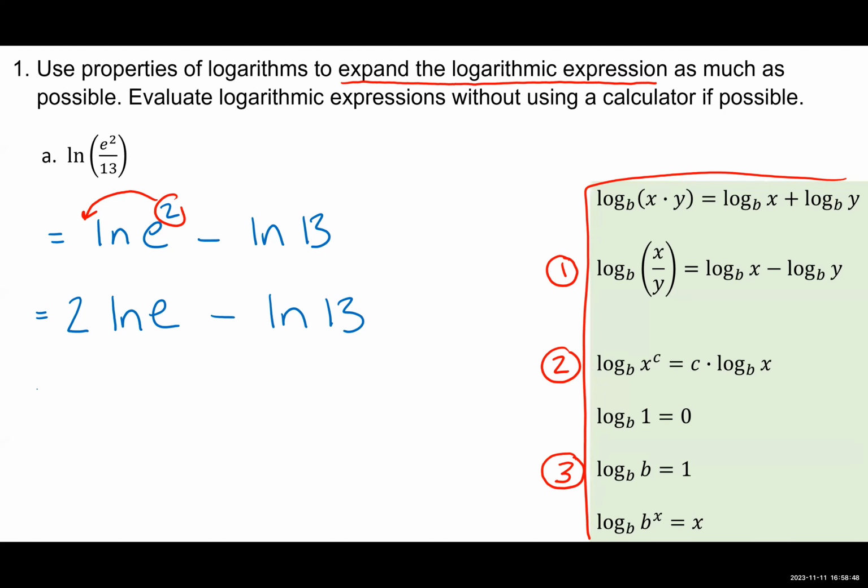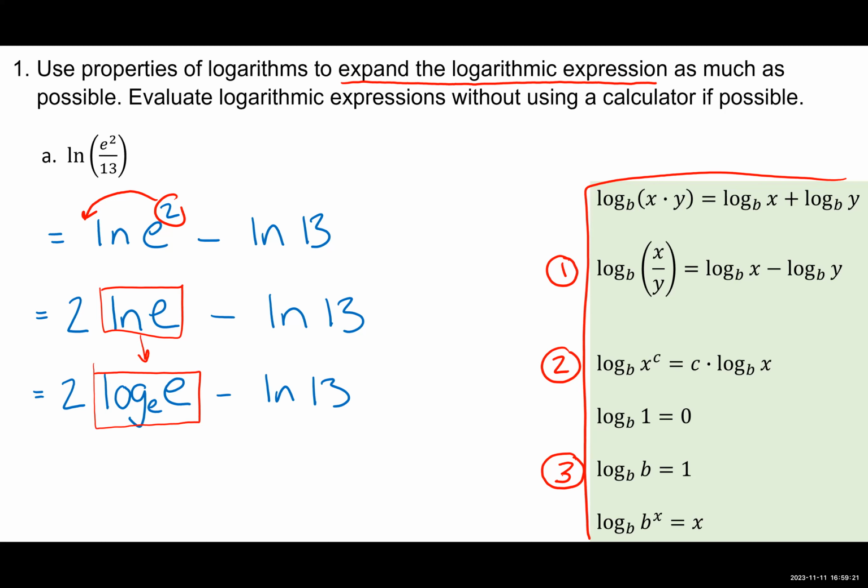Same reason as what I said earlier: when you see ln, that means the log base e. ln stands for natural log, and what it means is the log base e. That's minus ln 13. All right, so this is what we write. This is what we mean. And now this rule applies.